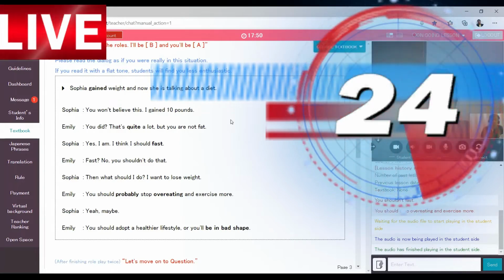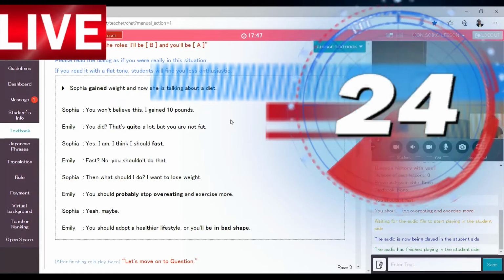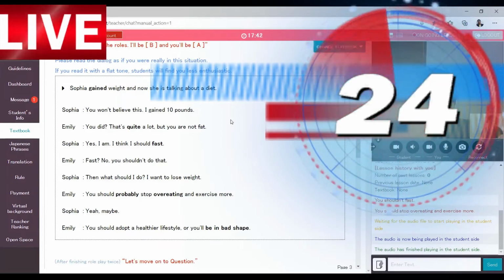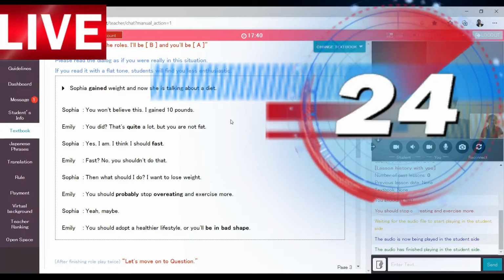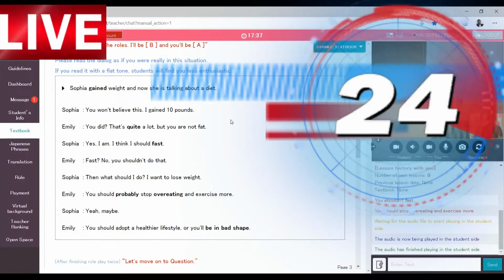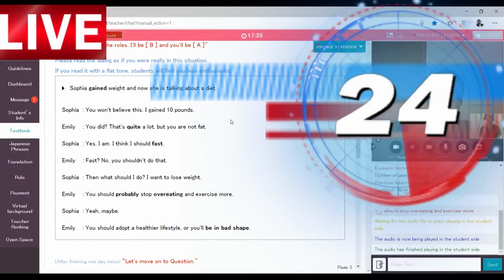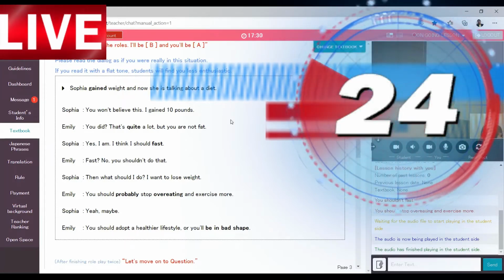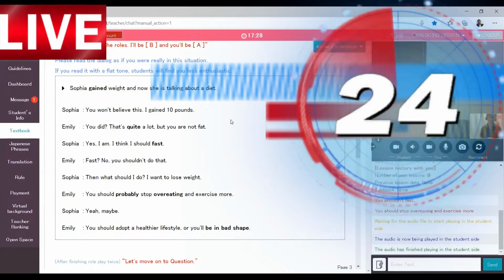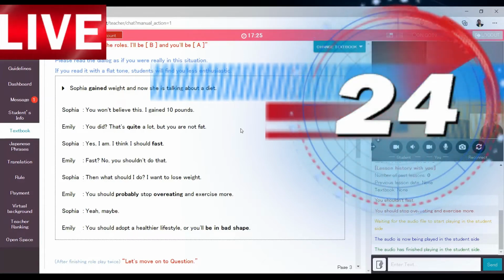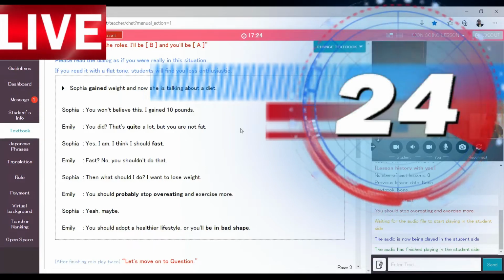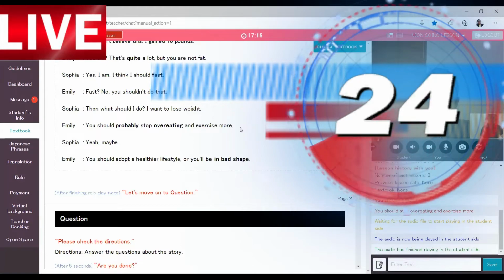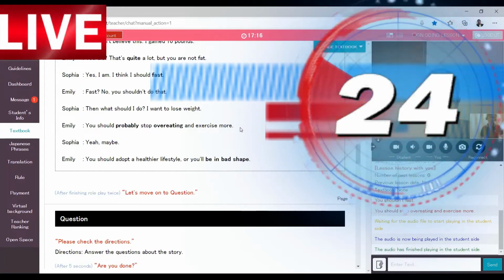You won't believe this. I gained 10 pounds. You did? That's quite a lot, but you are not fat. Yes, I am. I think I should fast. Fast? No, you shouldn't do that. Then what should I do? I want to lose weight. You should probably stop overeating and exercise more. Yeah, maybe. You should adopt a healthier lifestyle or you'll be in bad shape.